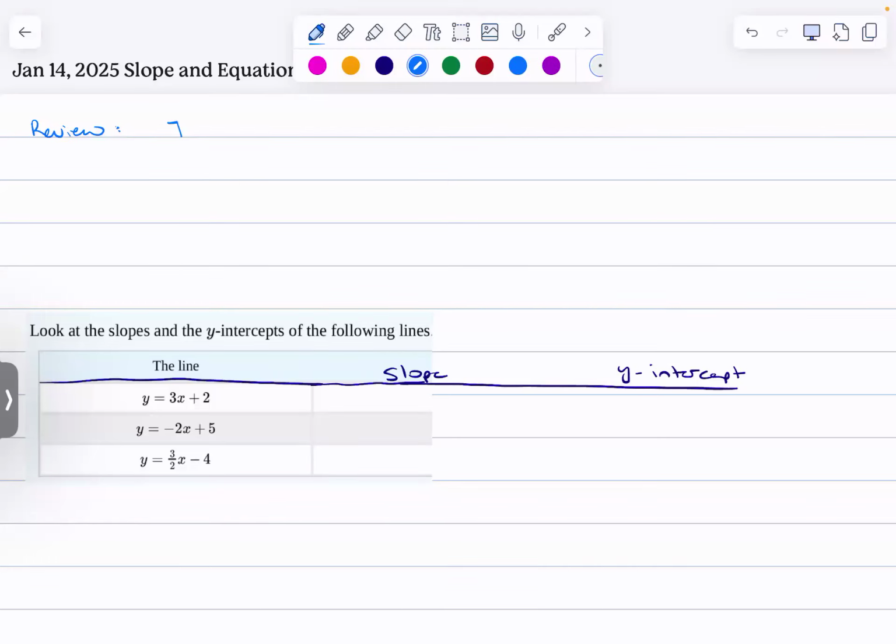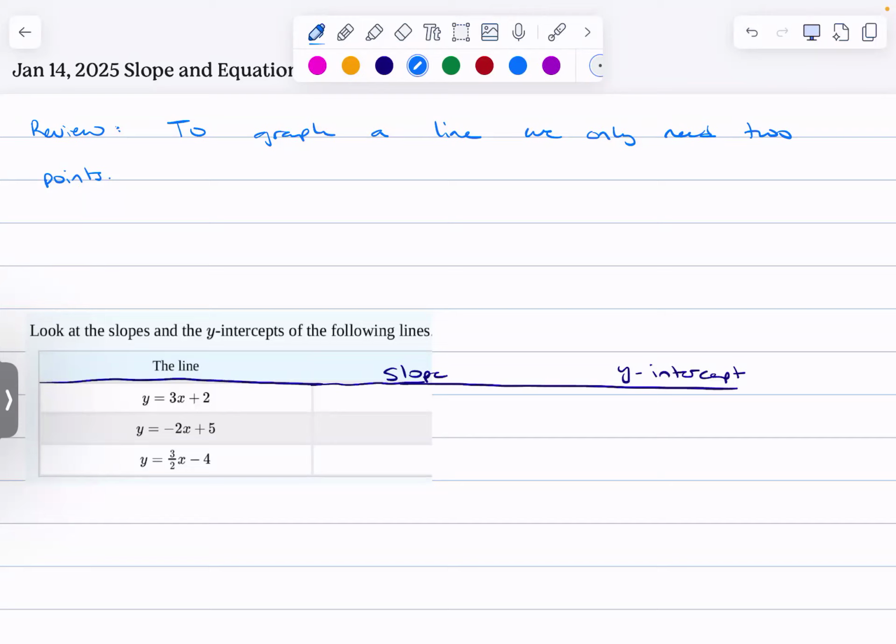So to graph a line, we only need 2 points, right? And if you have those points mapped out, then you can connect them with a straight edge and draw the line and extend the line, and then you've graphed a line, right?